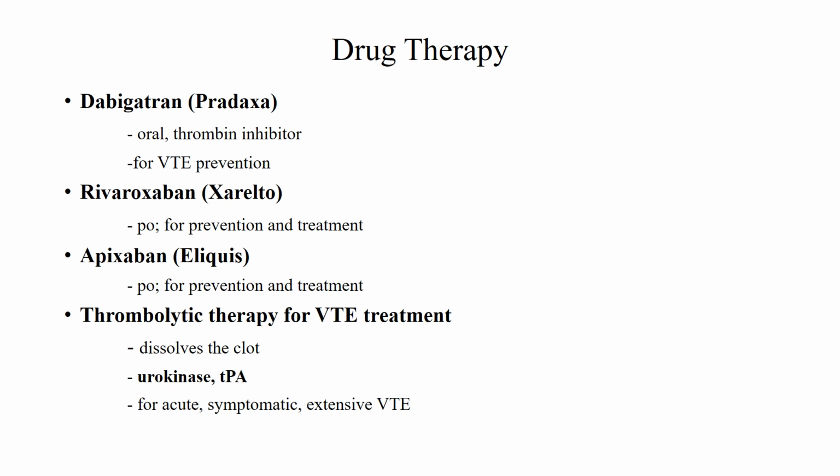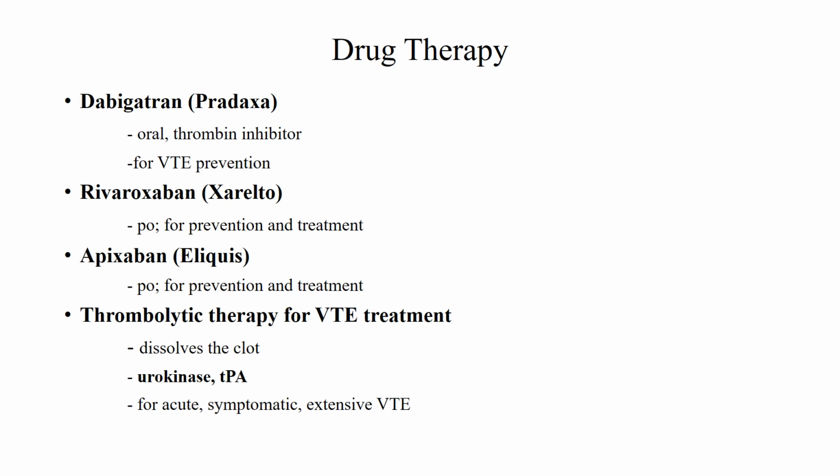Other medications are Pradaxa, given orally. Again, also it's a thrombin inhibitor, given as venous thromboembolism prevention. Xarelto is also a very common medication given PO for prevention and treatment. Eliquis is given PO for prevention and treatment.